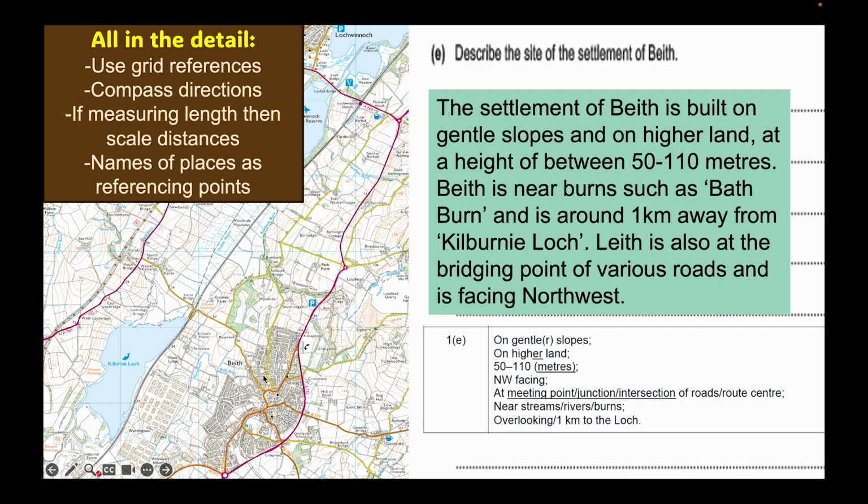Okay, so here's the mark scheme. Again, copy this down if you want to. Just remember, we shouldn't be bullet pointing. We should be writing this up as continuous text. That's for all the questions as well.